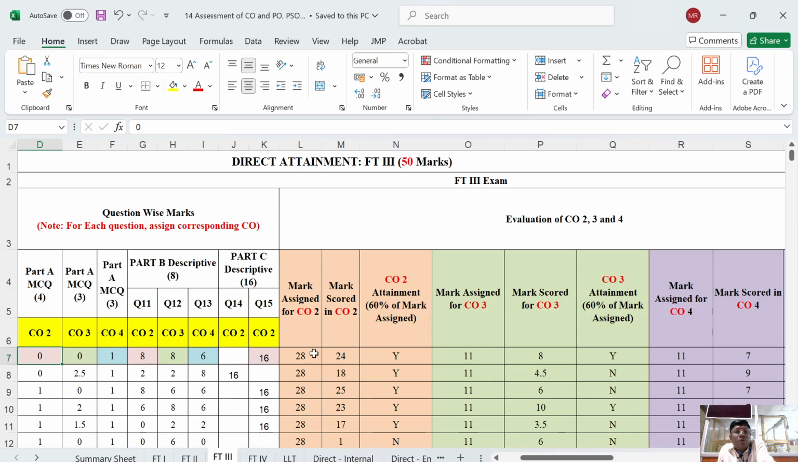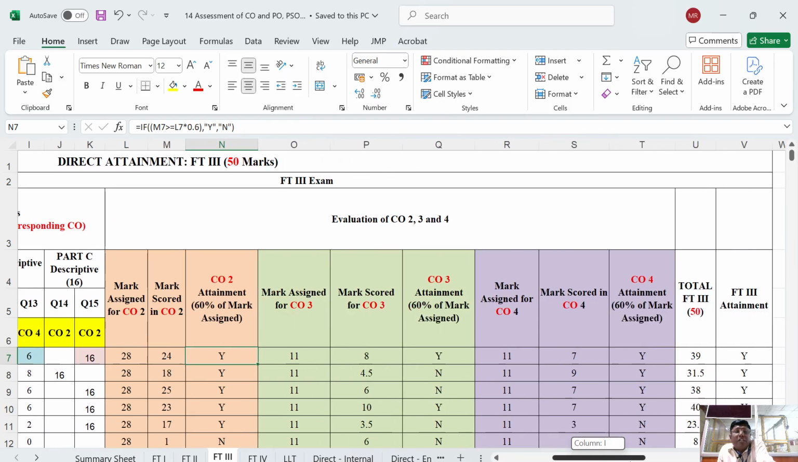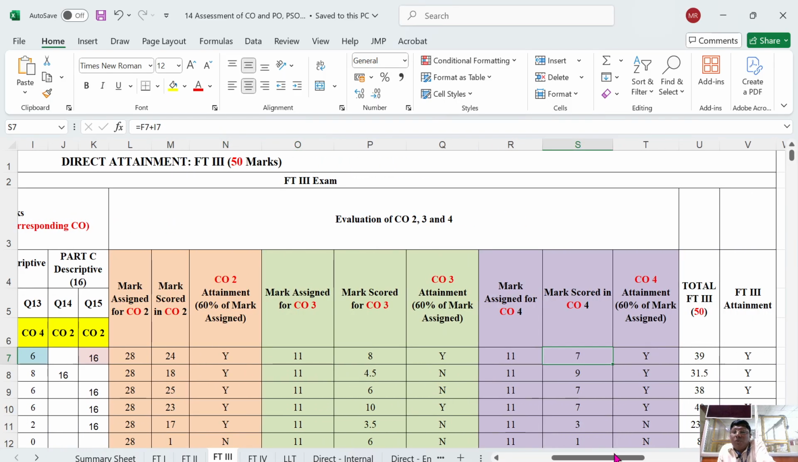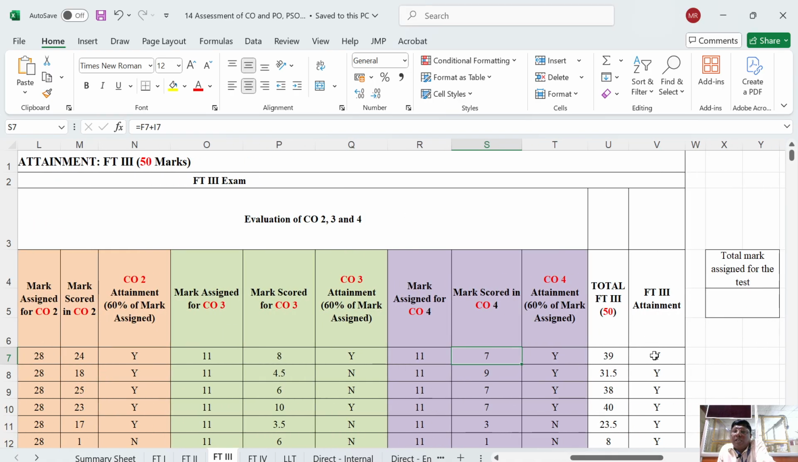And the sum of CO2. As far as this CO2, the total mark is 4. And CO2 here, the total mark is 8. So 4 plus 8, 12. And CO2 12 plus 16, it is 26, 28. So that mark is the assigned mark, and whatever the marks corresponding to the CO has to be entered here. Similarly, like the previous one, for 60% of that 28, we have to check if it is attained, it is yes. Similarly, we have to calculate for CO3 and CO4. And finally, this is the overall TLP assignment for 50% attainment.